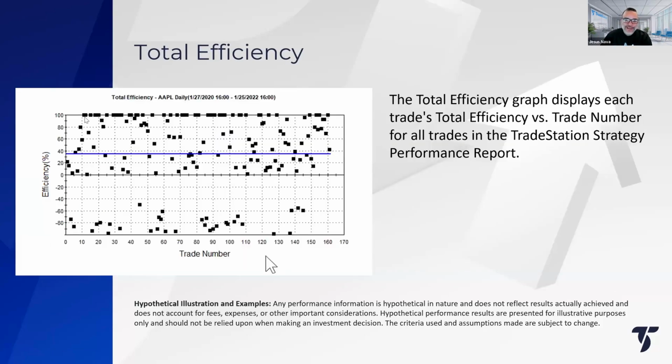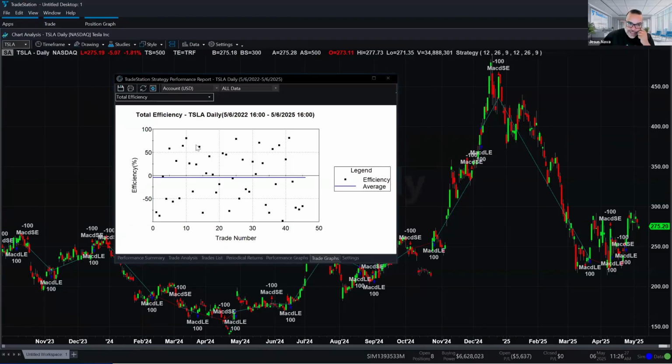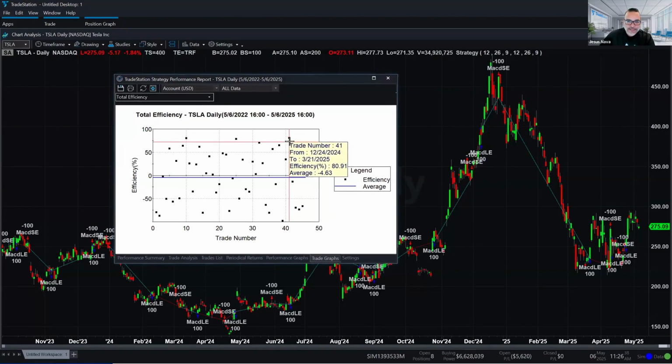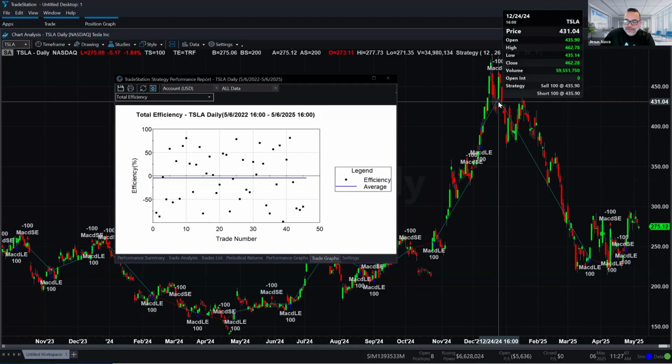Let's go here to my strategy performance report. You can see that none of my trades in this particular example are at 100%. The highest one, let me just click here and see. This one is trade number 41, which has an efficiency of 80%. We looked at trade 41 earlier. That's the short trade that spanned for a few months. You can see that the efficiency was 80%. Why was it 80%? Because if we look at the trade itself, this is the day that we entered.